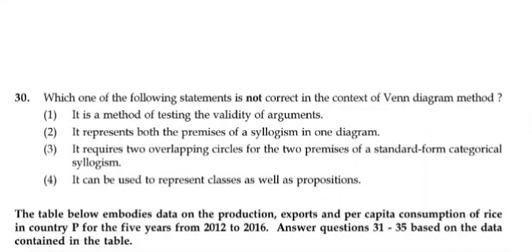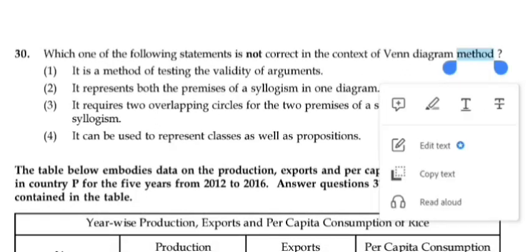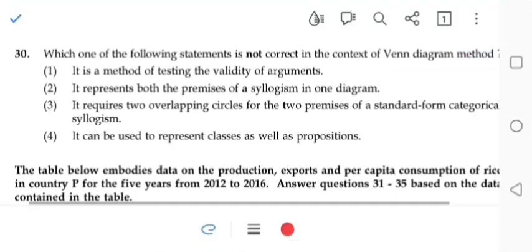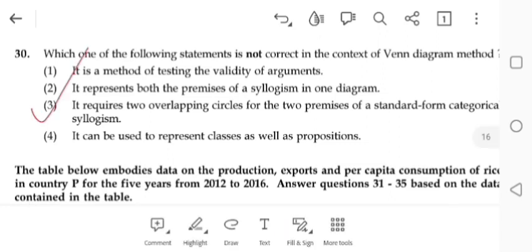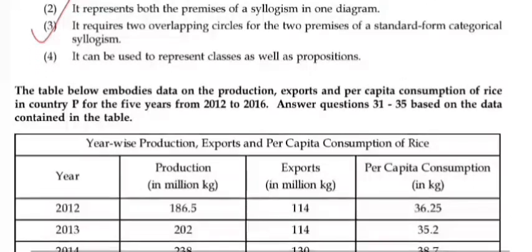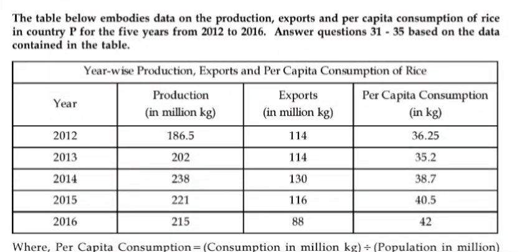Then number 30. Which of the following statements is not correct in the context of Venn diagram method? It is a method of testing the validity of arguments. It represents both the premises of a syllogism in one diagram. It requires two overlapping circles for the two premises of a standard form categorical syllogism. It can be used to represent classes as well as propositions. 30. Number 3 will be correct. It requires two overlapping circles for the two premises of a standard form categorical syllogism.